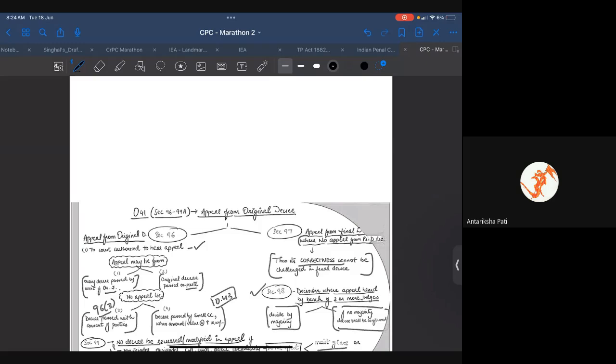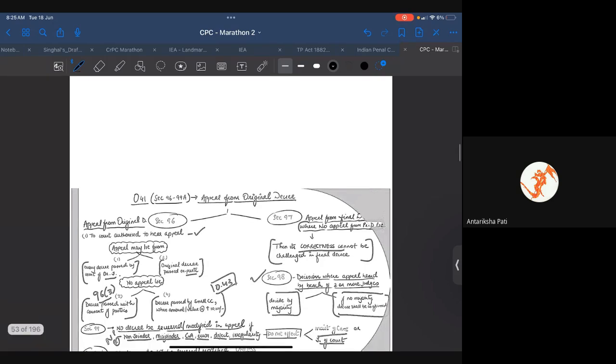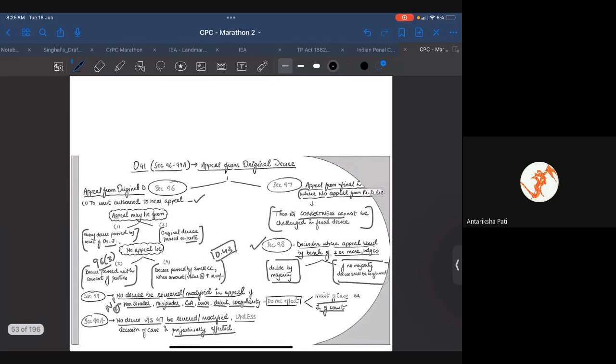Now 96 to 99A, Order 41, is appeal from original decree. Section 96 says that appeal from original decree will be made to the court authorized to hear appeal. Appeal may lie from every decree passed by a court of original jurisdiction, or original decree passed ex parte. But no appeal will lie in which cases? No appeal may lie in a decree passed with the consent of the parties. So for consent decrees, no appeal can be made, and for a decree passed by a small causes court when the amount or value is less than 10,000, appeal may not lie.